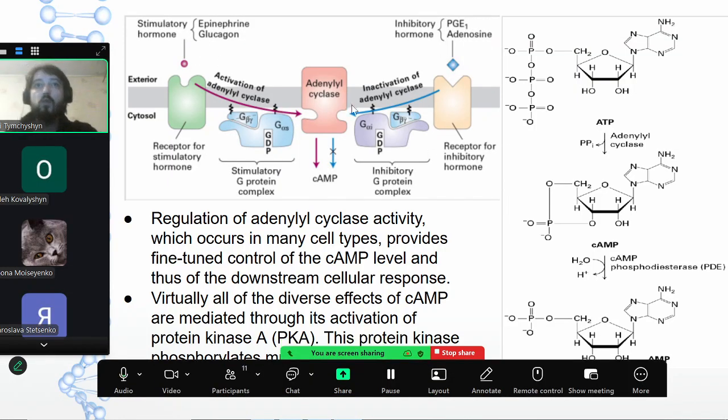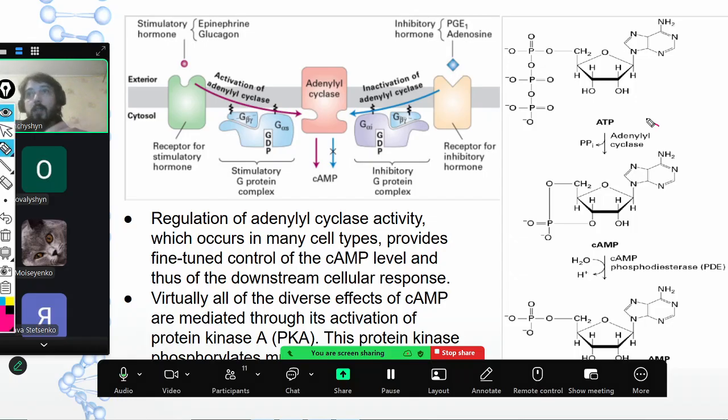Good. Here is one more picture that basically depicts the same thing. So here we have some stimulatory hormone like epinephrine or glucagon, and we have a receptor. It once again activates some G proteins, so here we have the G alpha S subunit, and that interacts with adenylyl cyclase. And here we have an inhibitory hormone like adenosine or PGA1, and we have the G alpha I subunit that inhibits adenylyl cyclase. Here you see the chemical formulae once again.